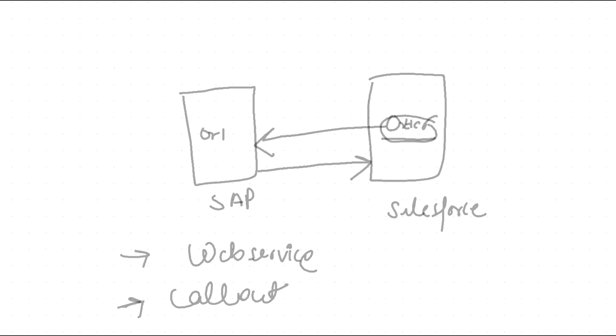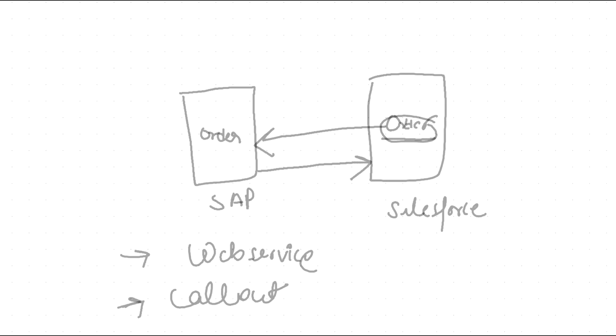So in this case, SAP has created an API, a web service, for us so that Salesforce can do a callout. When we call another system, that is known as a callout. When we expose our API and another system calls that API, then the class which creates the API is known as the web service class.